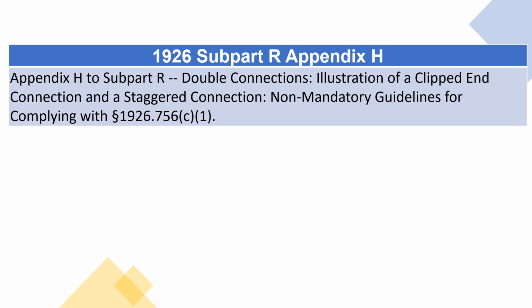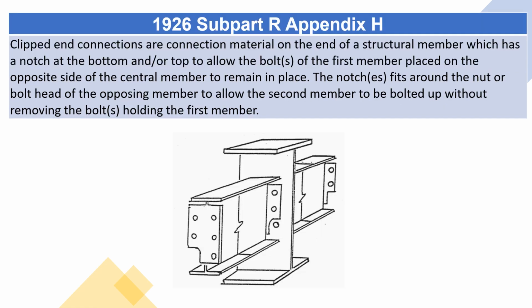Clipped-end connections are connection material on the end of a structural member which has a notch at the bottom and/or top to allow the bolts of the first member placed on the opposite side of the central member to remain in place. The notches fit around the nut or bolt head of the opposing member to allow the second member to be bolted up without removing the bolts holding the first member.